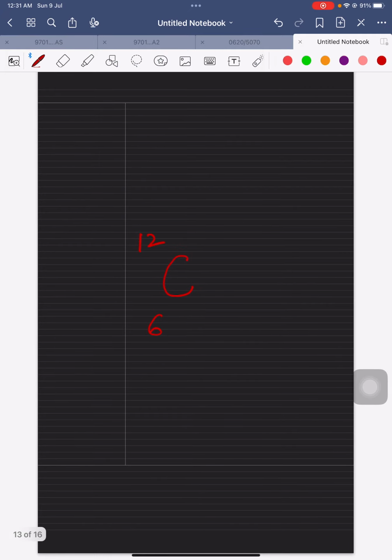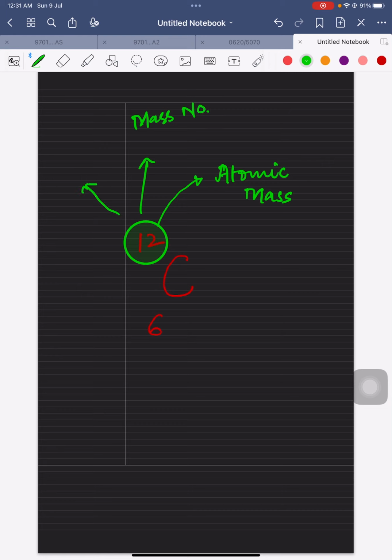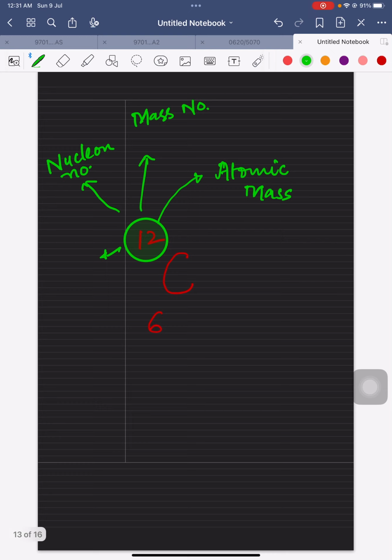Okay, here we are going to change the color. So what is this 12 telling you? It is telling you about the atomic mass. The other term is mass number. Another term is nucleon number. So it is atomic mass, mass number, nucleon number. That's it. Or you may say the sum of protons plus neutrons as well.